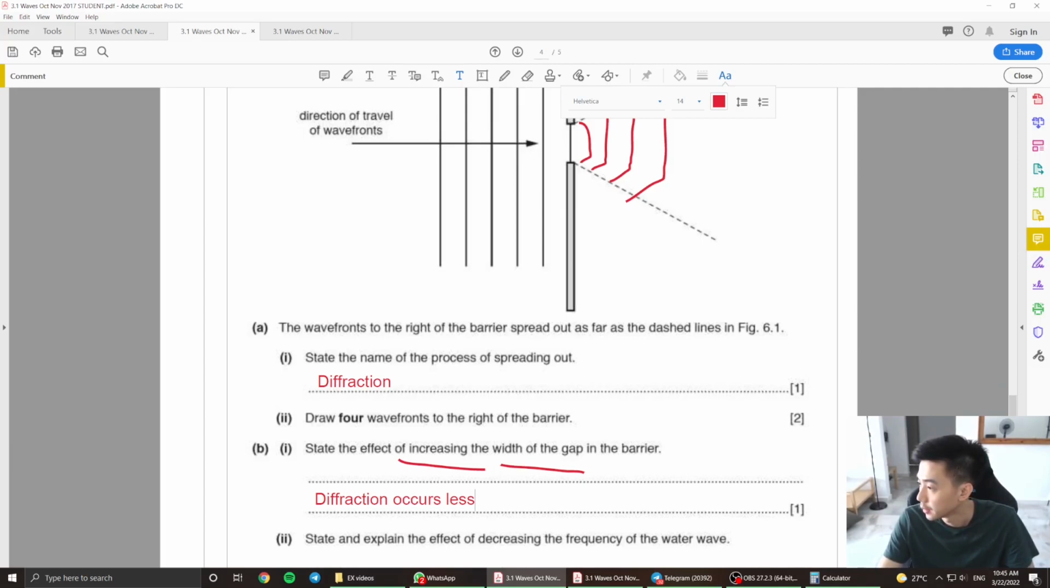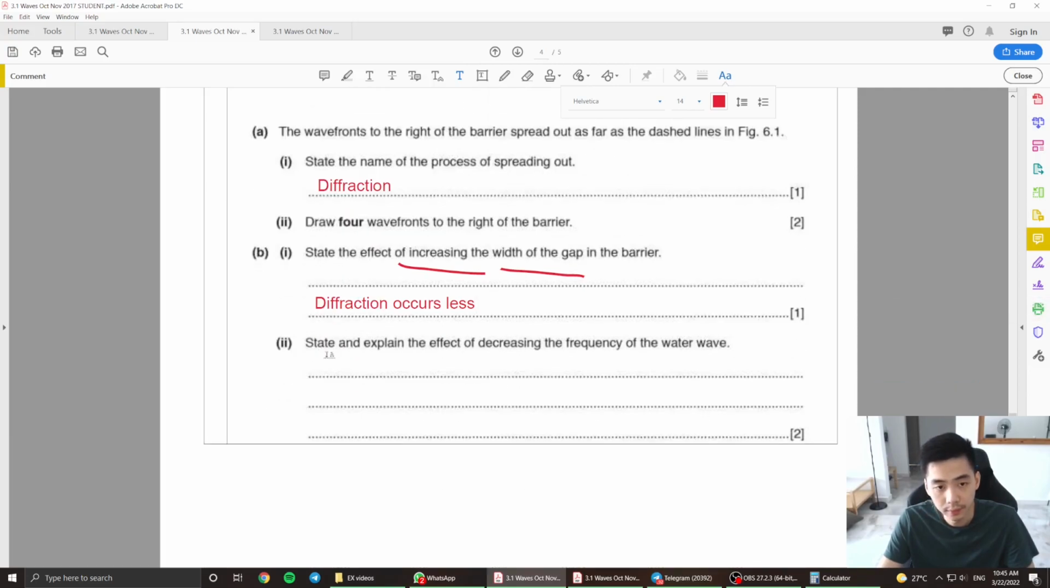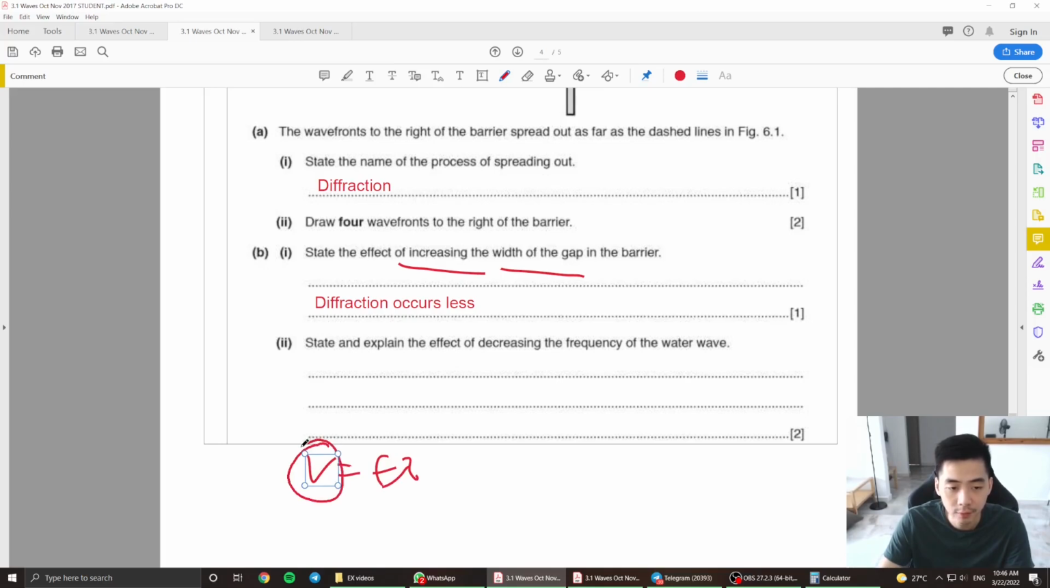Then after that here, state and explain the effects of decreasing the frequency of the water wave here. Now if you decrease the frequency and assuming that the speed of the water wave is still going to be the same, since v equals f lambda, if the velocity is the same, a decrease in frequency is actually going to increase the wavelength, right? And when you increase the wavelength here, obviously diffraction is going to occur more.